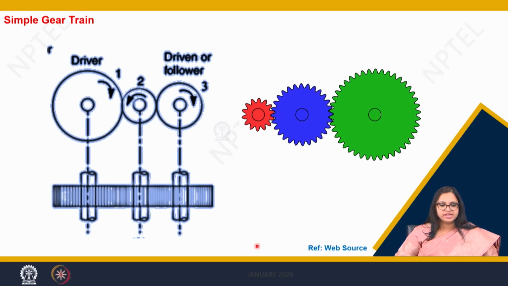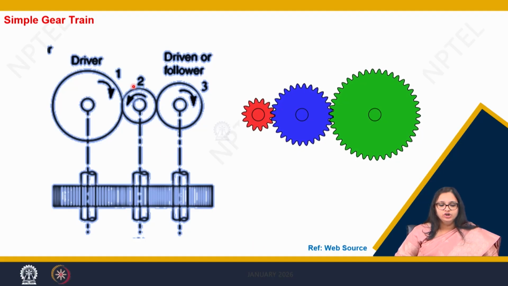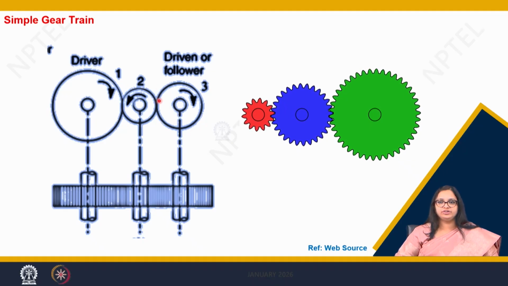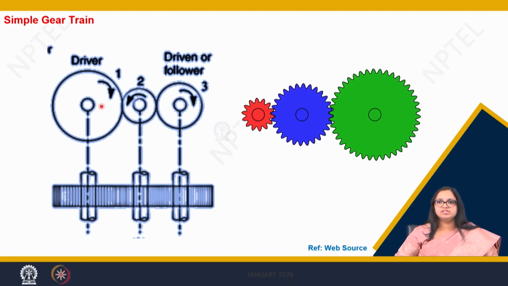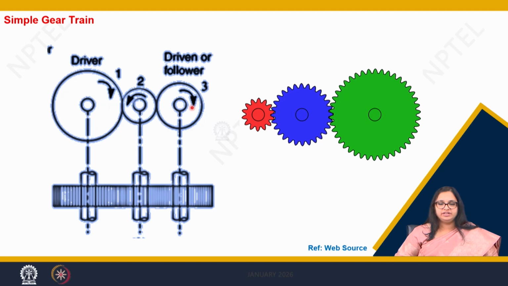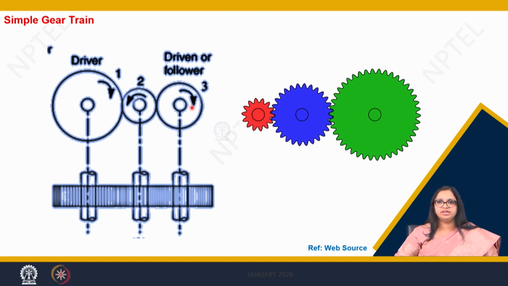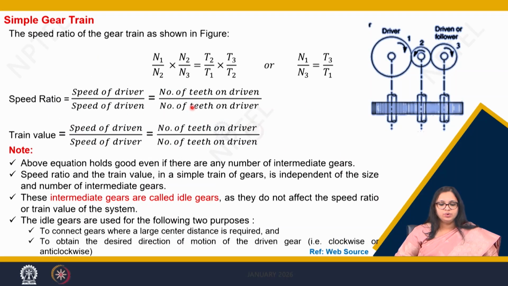So what does this say? That there is no effect of the intermediate gear on the speed ratio between the driver and the driven. So my driver is N1 and my driven is N3. So my speed ratio N1 by N3 is equal to T3 by T1, as has been shown herein. This is for simple gear train configuration.